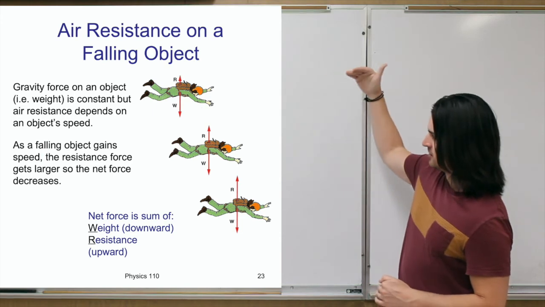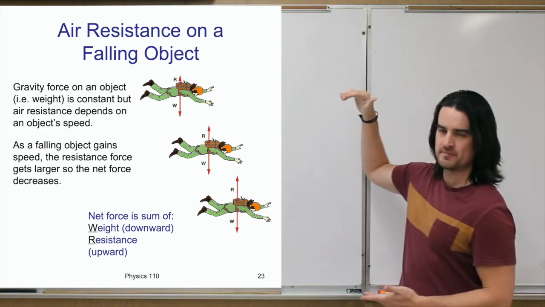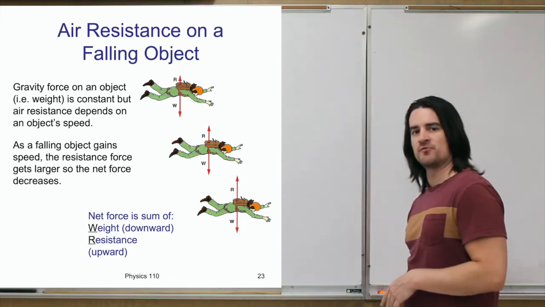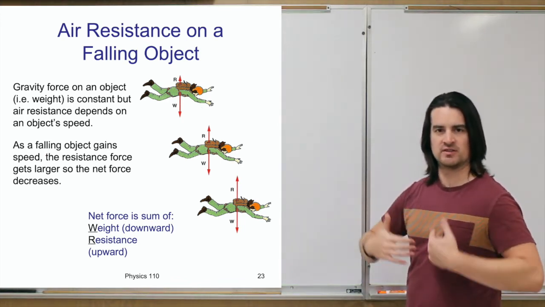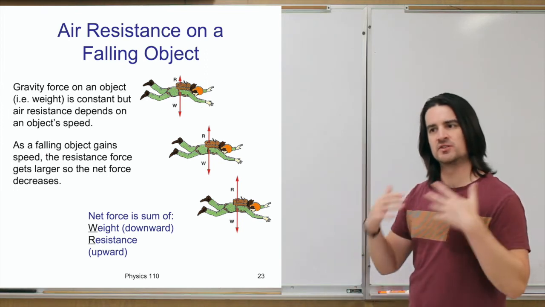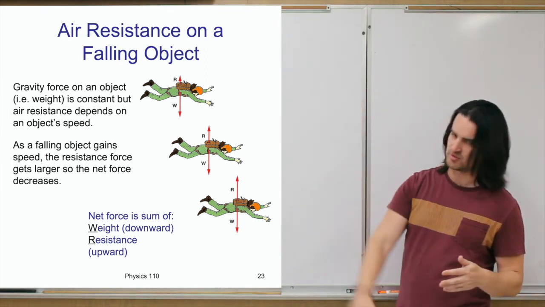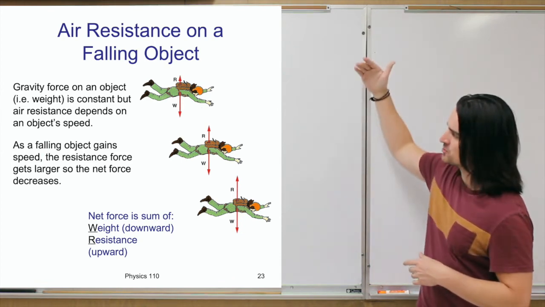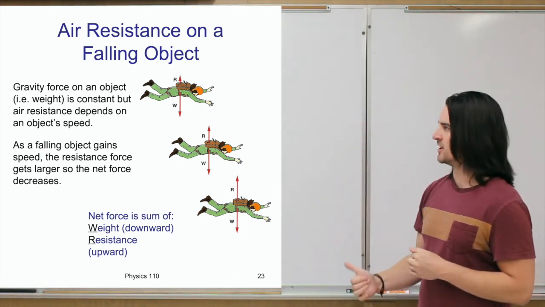So think about a skydiver. When they jump out of the plane, the entire time they're falling, their weight is constant. They have the same amount of mass, the acceleration due to gravity is the same, so it's the same through the whole jump. So the weight, the force of gravity pulling down, is the same.